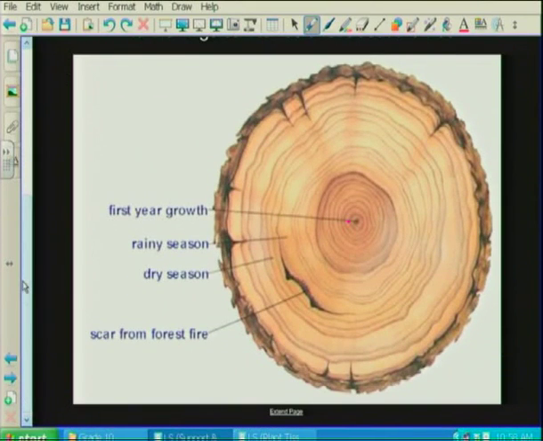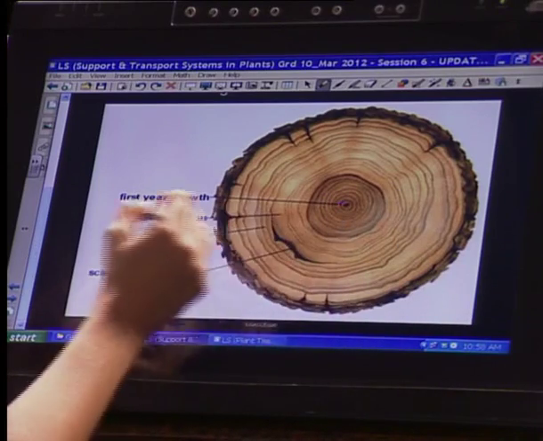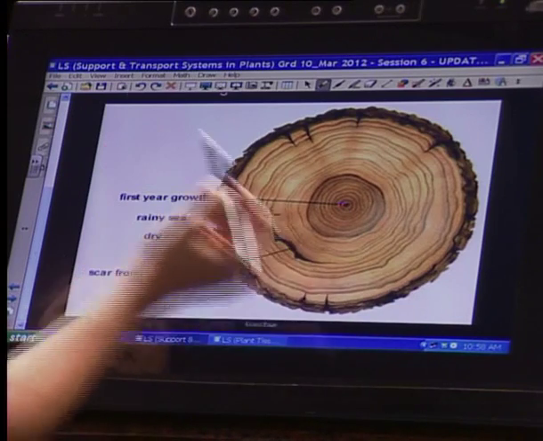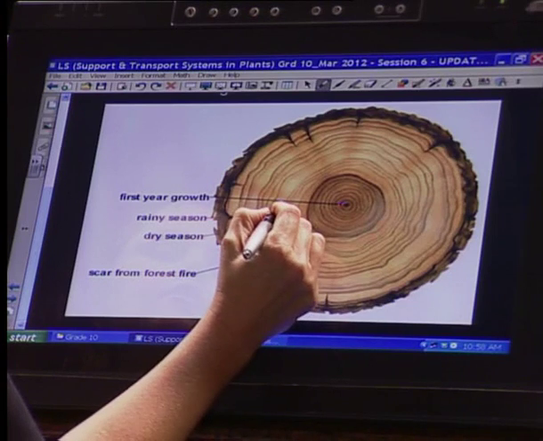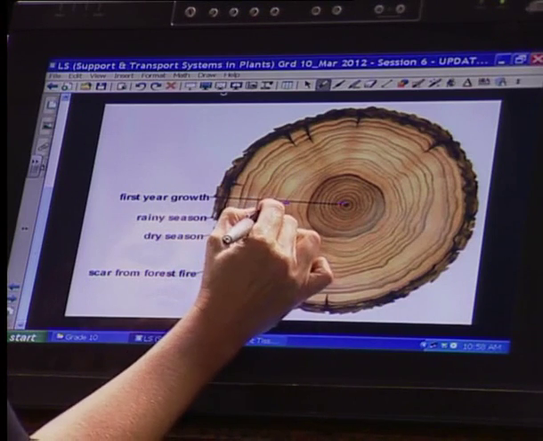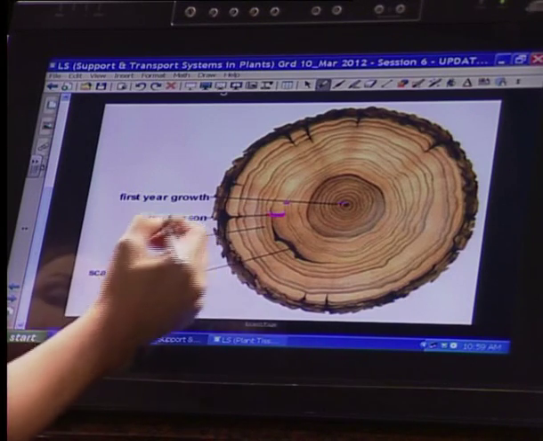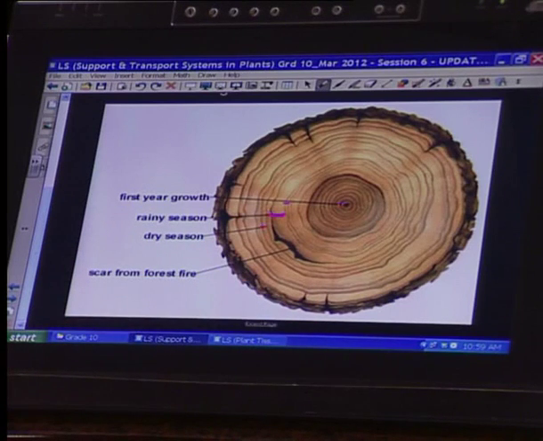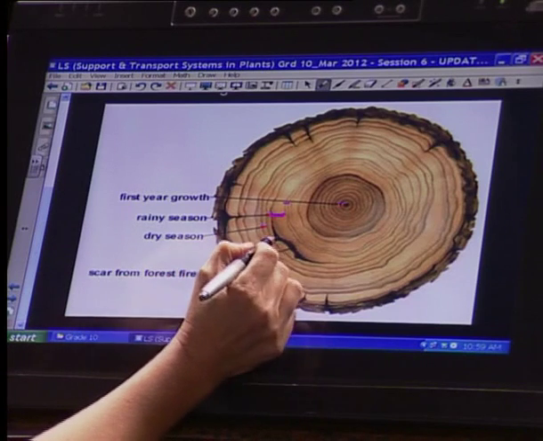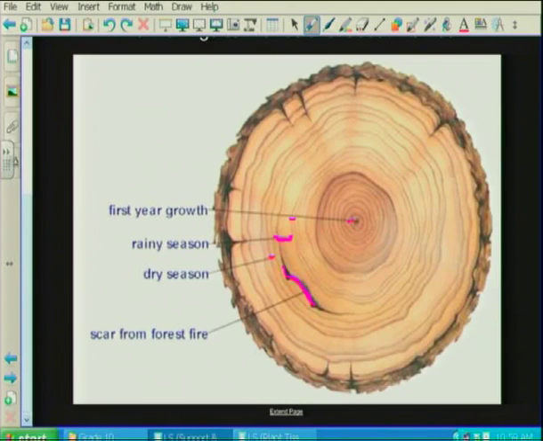Now when we look at this one, this is your bark on the outside, and you can see your tree rings. Now this one here is the first year of growth. Now when you look at it, this is a rainy season. Basically you can see this one in relation to this one. You see how broad this one is? It's very broad. So there was a lot of rain. The tree could really grow a lot. This one was a dry season. It's very narrow. So you can see there wasn't a lot of water available. The tree couldn't grow a lot. This is a scar from a forest fire. So you can see during that year there was a forest fire.